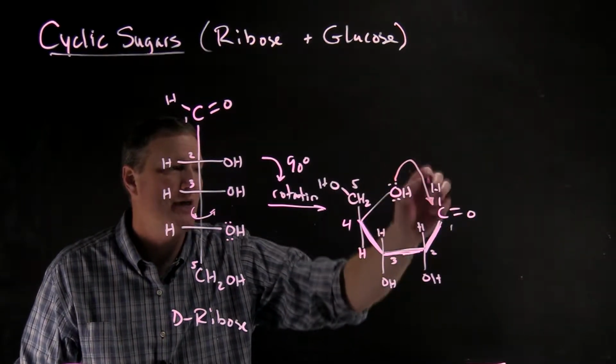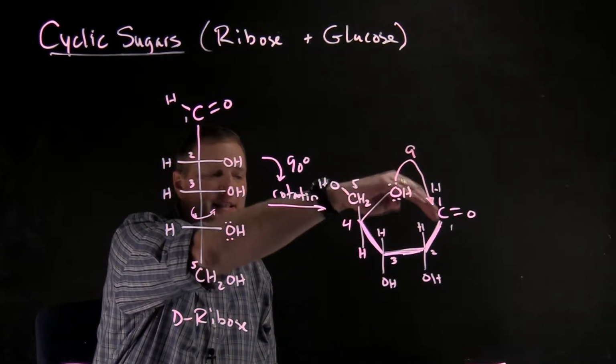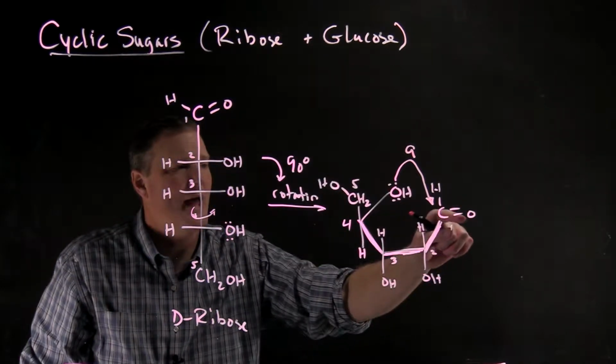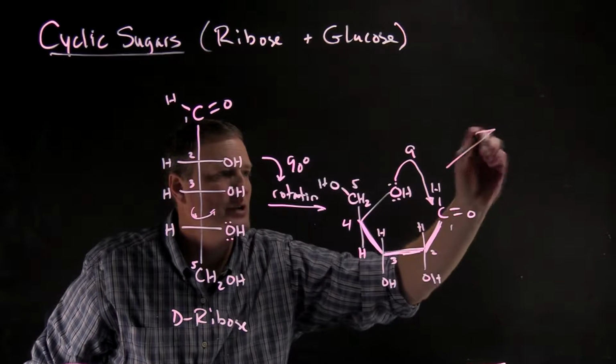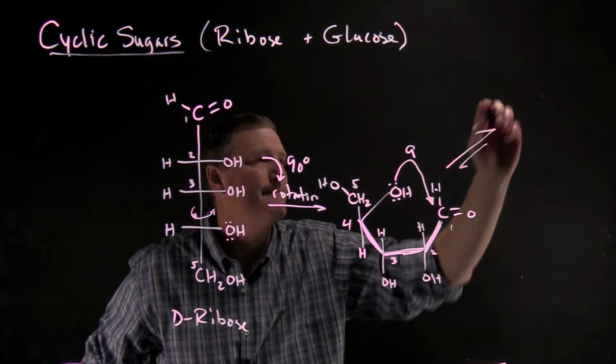I'm going to call the pathway on top A. If the OH group attacks this aldehyde from the top face of the aldehyde, notice what will happen: this oxygen will have to flip in a downward direction. So this is a reversible process. Let's go ahead and draw what that would look like here.